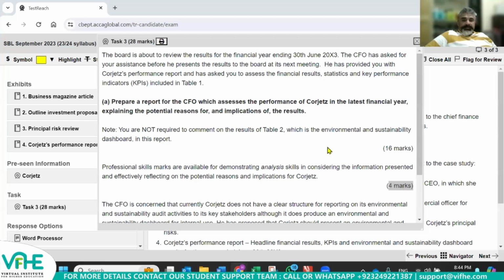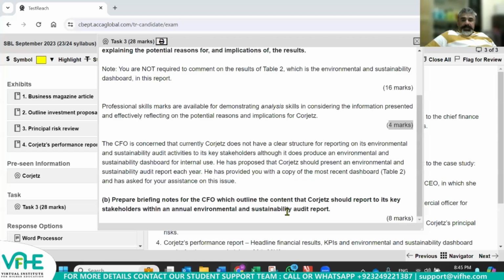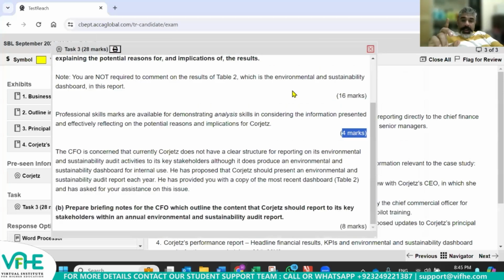Look at the next one. It is just 8 marks. There is no professional marks. So 8 divided by 2 is 4 points. Clear?